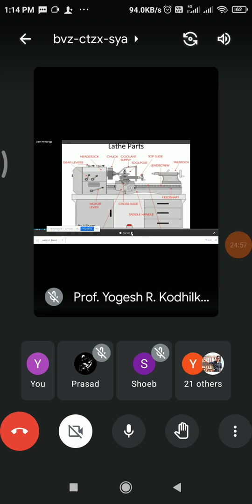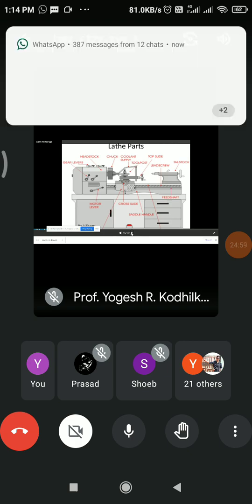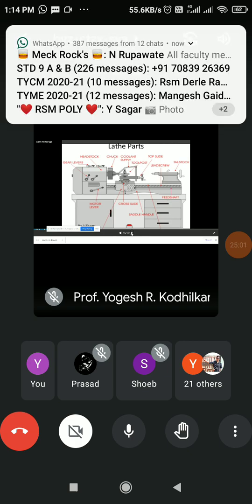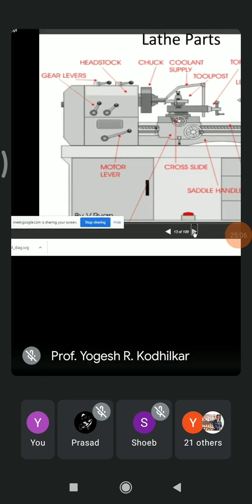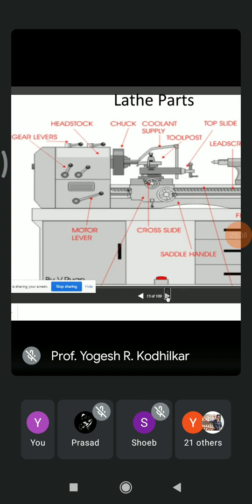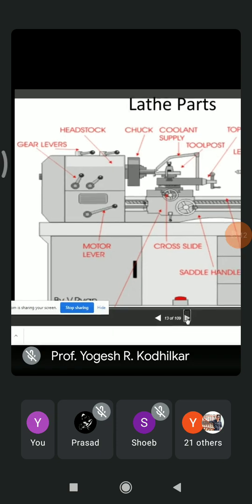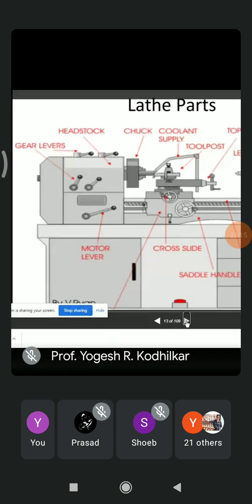On this slide there are different parts of the lathe machine, and we have to study these basic parts. On the left-hand side of the lathe machine there is a wheel, and beside it the chuck. The chuck that rotates holds the job, and on the headstock there is a spindle. The headstock is the basic main part on the left-hand side of the machine.